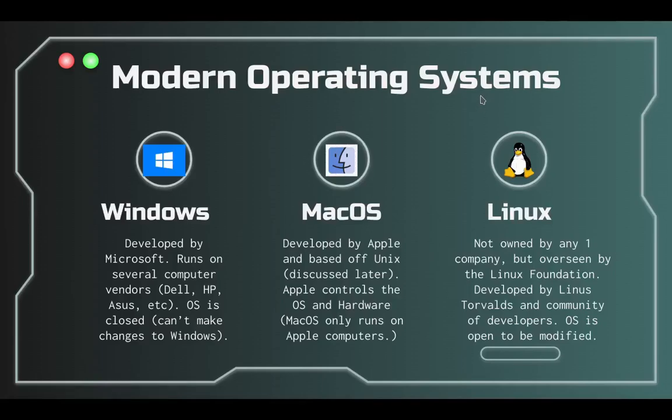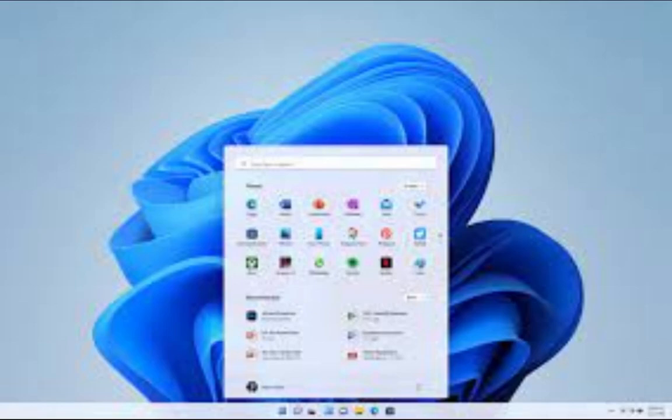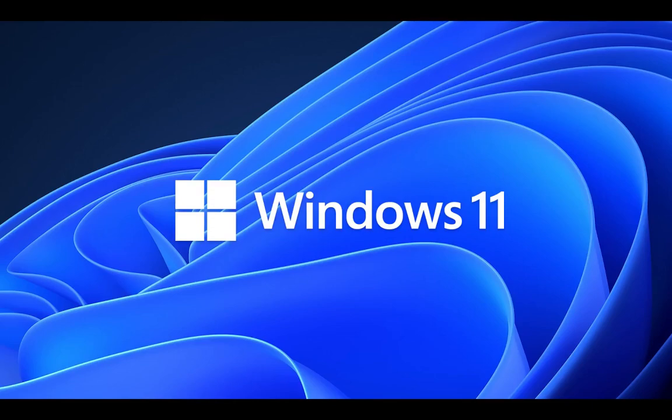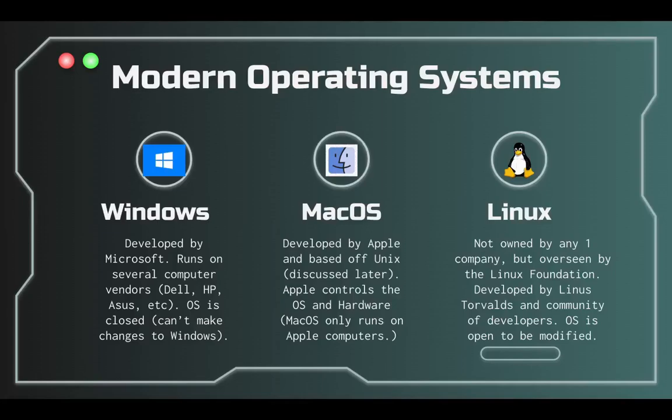Now let's talk about some modern operating systems. There's 3 out there that most of you have heard about. Probably only 2 if you've never heard of Linux before. Windows, most people should be familiar with. Developed by Microsoft, it runs on lots of different manufacturer vendor computers like Dell, HP, Asus, Lenovo, right? The operating system is closed, and we'll talk more about what that means in our history of operating systems. But it means that basically you can't make changes to Windows, meaning you can't make changes to the Windows kernel and how it functions. You get what you get, and you don't throw a fit, like I tell my kids, right? That's the way it is. Windows is one size fits all. This is what you get, and you like it or you don't like it, right?